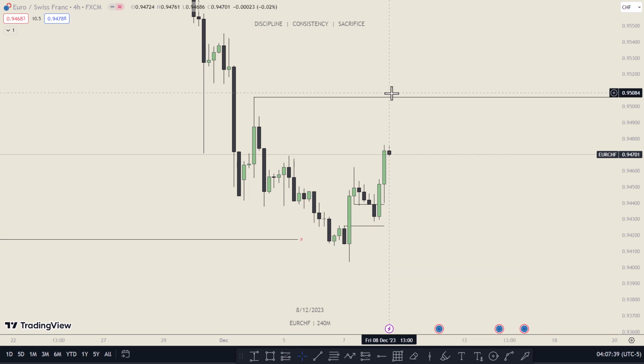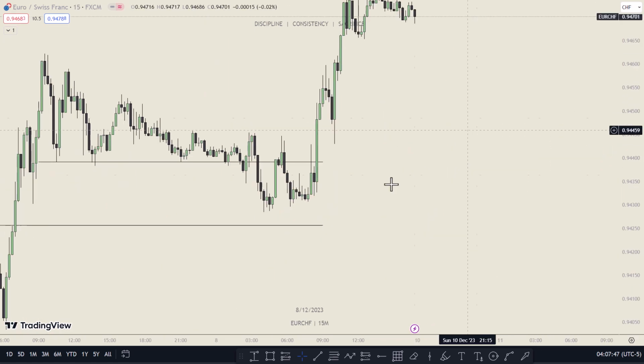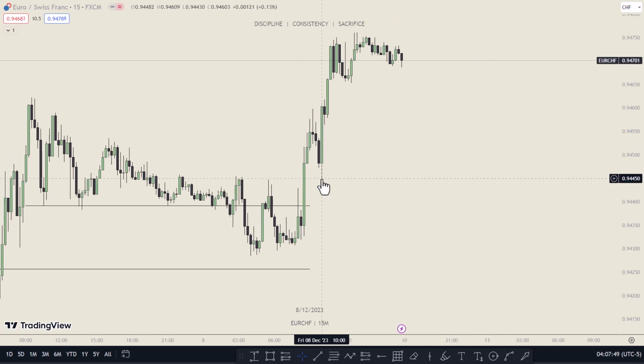Next thing you want to see, the 4-hour turns bullish, right? As you can see, we have that here. And the final is the 15-minute. And as you can see, the 15-minute offered that buy opportunity, and it is aligned with time. So you can see this is 10 a.m., your kill zone, and this would be right here the perfect buying opportunity.